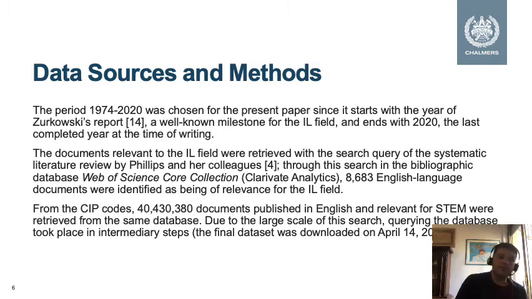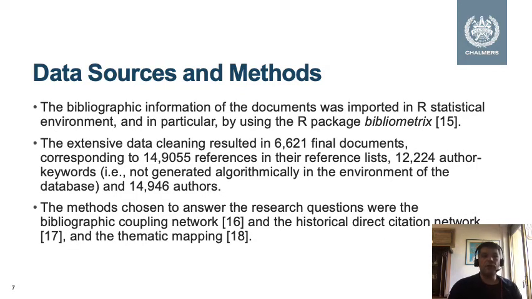Using the CIP codes, more than 40 million documents were retrieved as relevant for STEM, and of course there were intermediate steps in the retrieval of documents from Web of Science. Bibliographic information regarding those documents was imported in R, and in particular I used the R package Bibliometrix to perform bibliometric analysis in the R environment.